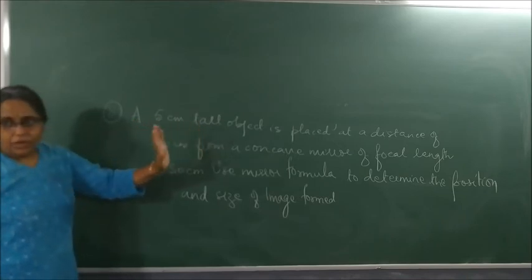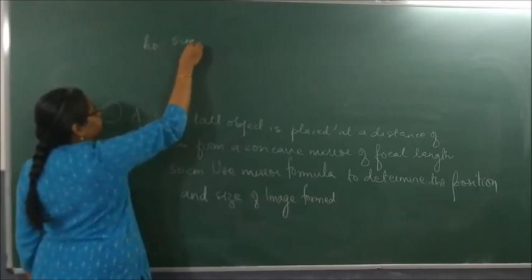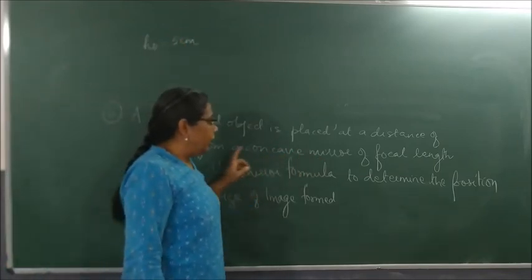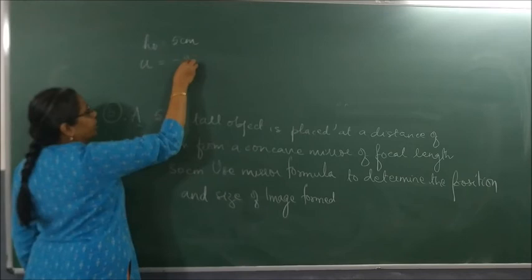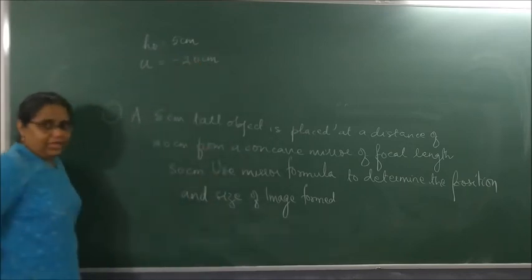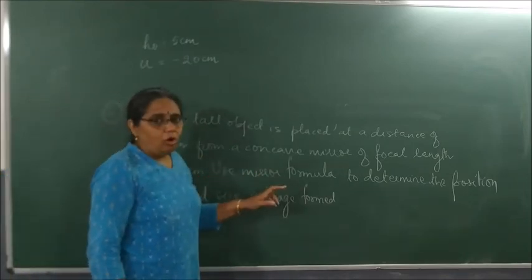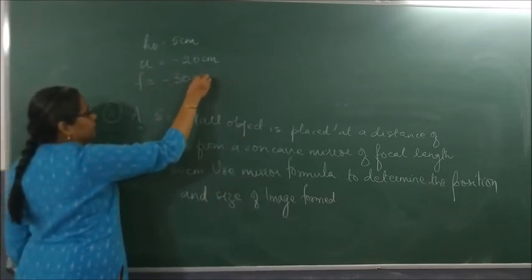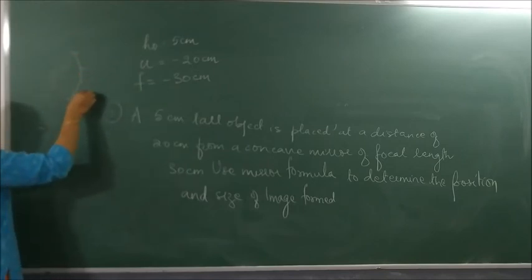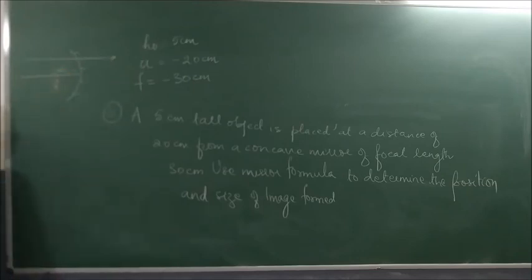A 5 centimeter tall object. Height of the object, how much? 5 centimeter. It is placed at a distance of 20 centimeter from a concave mirror. U is minus 20 centimeter, U is always negative. From a concave mirror of focal length 30 centimeter, F is also minus 30. Why? Because it is against the direction of incident light. So F is minus 30 centimeter.